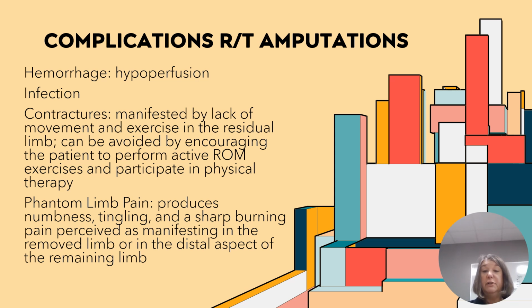Contractures are most often seen in patients with lower extremity amputations and are manifested by lack of movement and exercise in the residual limb. So these can be avoided by encouraging the patient to perform active range of motion exercises and participate in PT. The other weirdo thing is this phantom limb pain. And that is literally feeling pain sensation in a limb that's no longer there, right? It can be tingling, numbness, burning, all the neurovascular sort of things in this limb that's not there, okay?